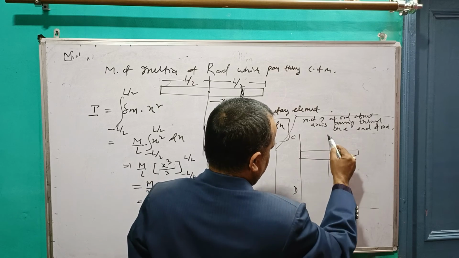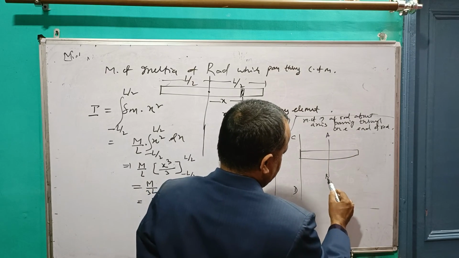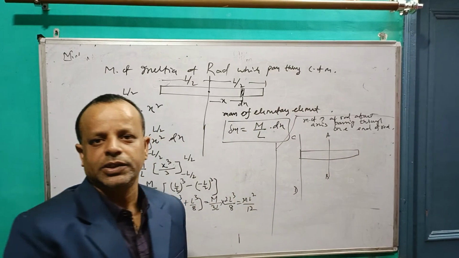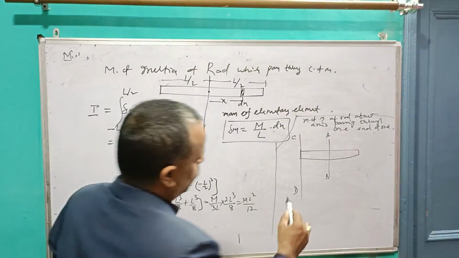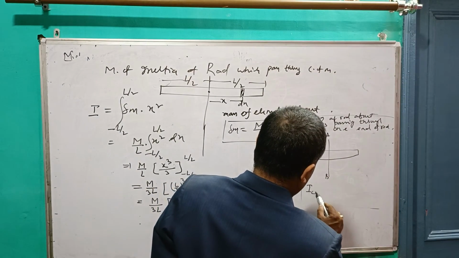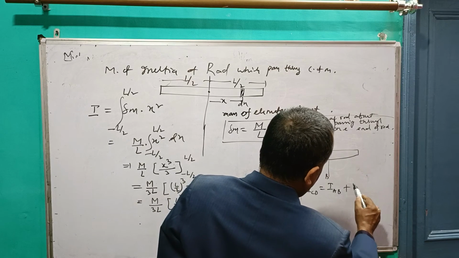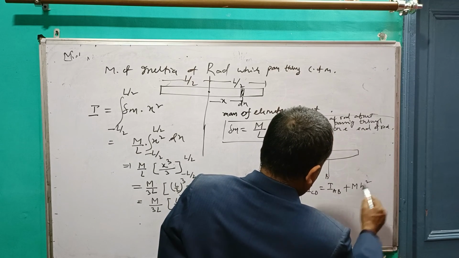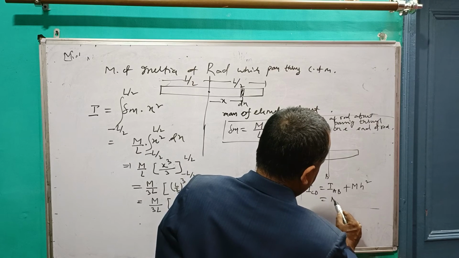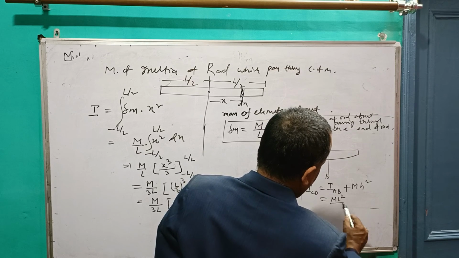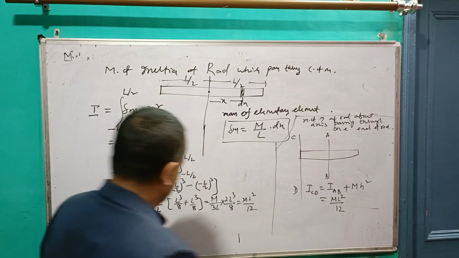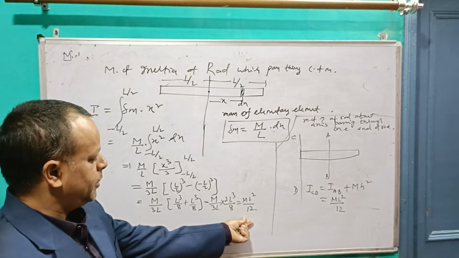We already know that when it was passing through the center of mass, it had moment of inertia ML square by 12. So the moment of inertia along CD will be equivalent to the moment of inertia along AB plus M into h square. The moment of inertia through the center of mass was ML square by 12, as we calculated over here.